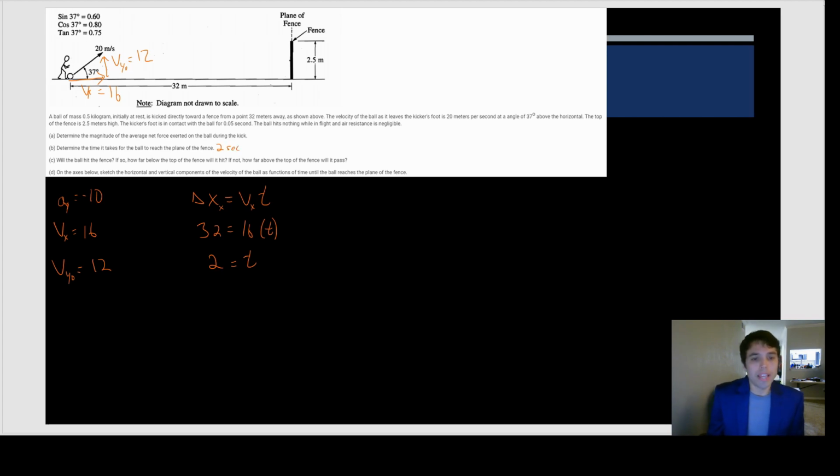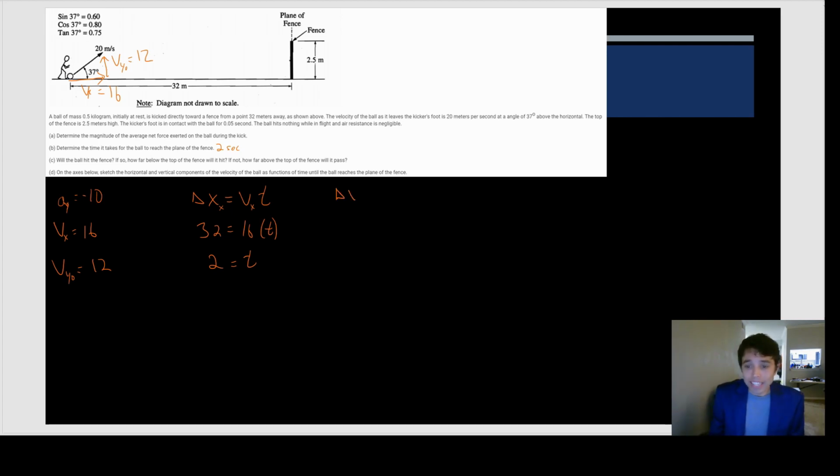Will the ball hit the fence? If so, how far below the top of the fence will it hit? If not, how far above the top of the fence will it pass? All right, well, the fence is 2.5 meters high. So if we find the vertical position of the ball after 2 seconds, we will know whether or not it's below 2.5 meters, the height of the fence, or above 2.5 meters. So let's do it, you guys.